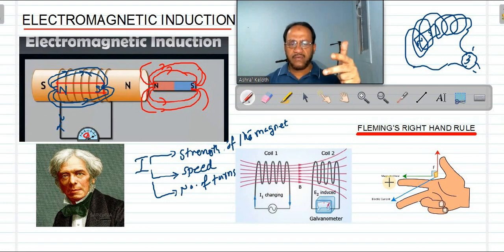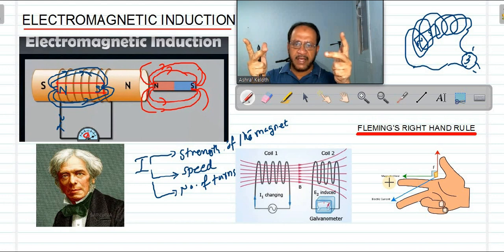In Fleming's right hand rule, same FBI: F force, B magnetic field, I current. So easy to remember, FBI. In a generator, we are giving a force, we are moving a conductor. Thumb points in the direction of motion of the conductor, and we are providing a magnetic field. Then the middle finger will point in the direction of induced current. Got it? So the right hand rule is for generator, left hand rule is for electric motor.